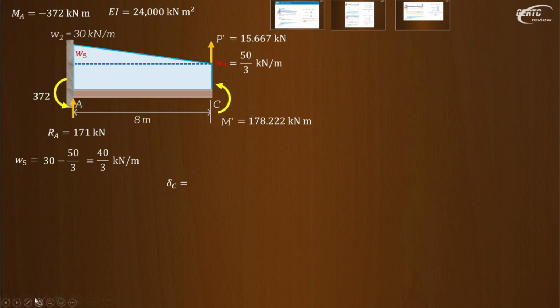So we have our delta C. So delta C is negative. This is caused by this uniform load here. So we have here a negative 50 over 3 WL to the 4th. Your L is 8. L to the 4th over 8EI. And then for the uniformly varying load, this one, the triangular loading here.